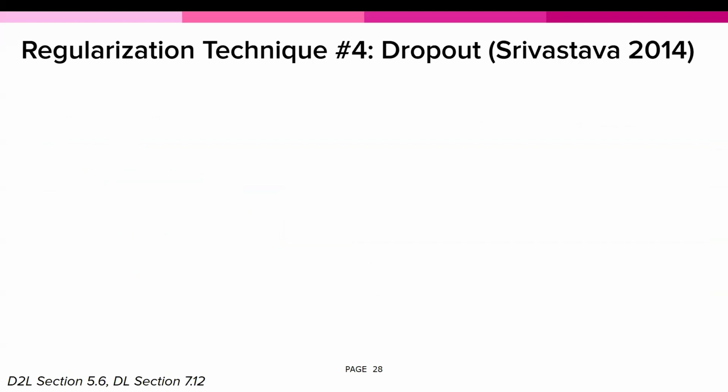A really popular technique for regularizing deep networks is something called dropout. Dropout is a technique in neural networks that helps prevent certain parts of the network from becoming overly important by randomly dropping out nodes during training.